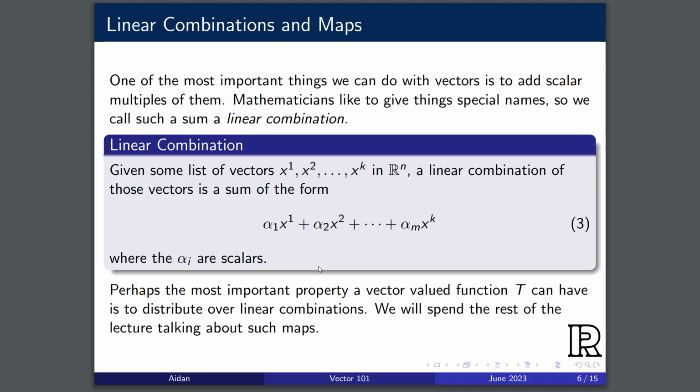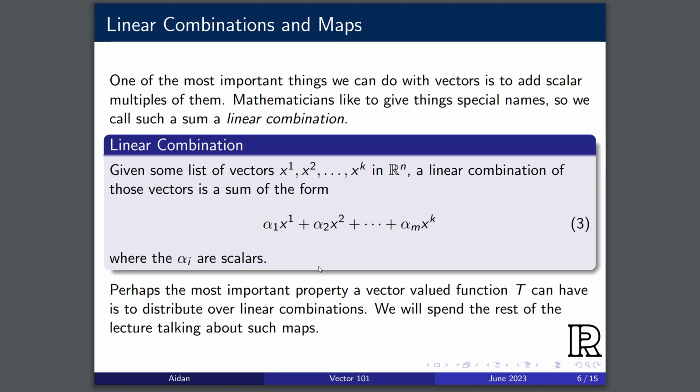Now we've talked about things you can do with vectors. One of the first things we talked about was that you can add vectors, and the second thing we talked about is that you can multiply vectors by some scalar, some real number. It's really important that we can add and scale vectors. And sometimes we want to do both at once. So we want to add scalar multiples of vectors. And again, mathematicians like to give special things special names, and so we're going to call such a sum a linear combination.